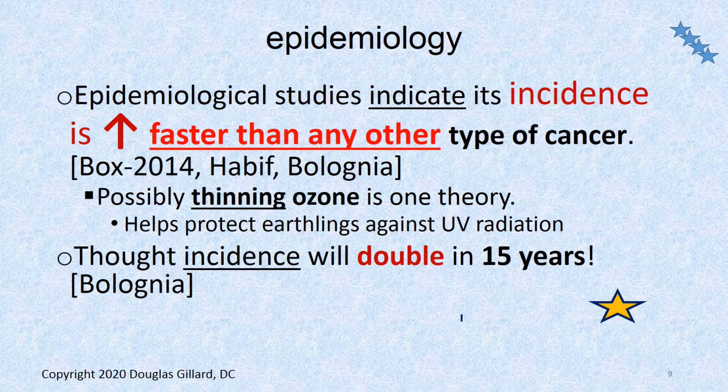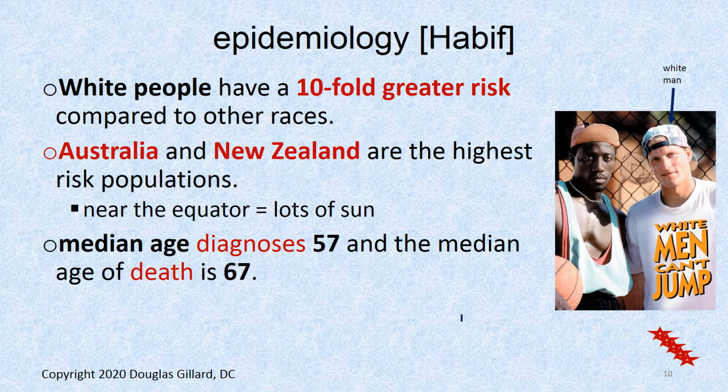Some of the theories, of course, are a thinning ozone. So it's possible. It's not been proven, but there's something going on, and we're not sure what it is. Maybe it's some new virus or some new pollutant in the air. We don't know, but it is on the rise. And in fact, it's predicted to double in the next 15 years, which is really on the rise.